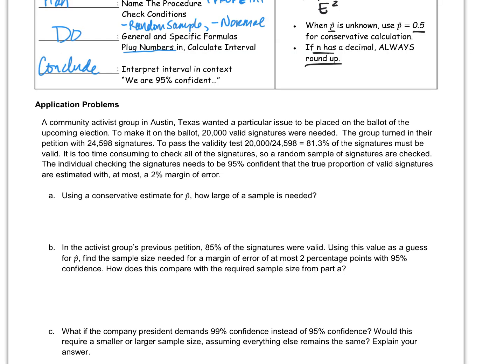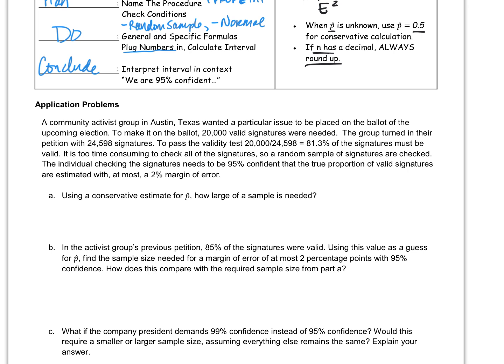A community activist group in Austin, Texas wanted a particular issue to be placed on the ballot of the upcoming election. To make it on the ballot, 20,000 valid signatures were needed. The group turned in their petition with 24,598 signatures. To pass the validity test, 81.3% of the signatures must be valid. It's too time-consuming to check all the signatures, so a random sample of signatures were checked. The individual checking the signatures needs to be 95% confident that the true proportion of valid signatures is estimated with at most a 2% margin of error.